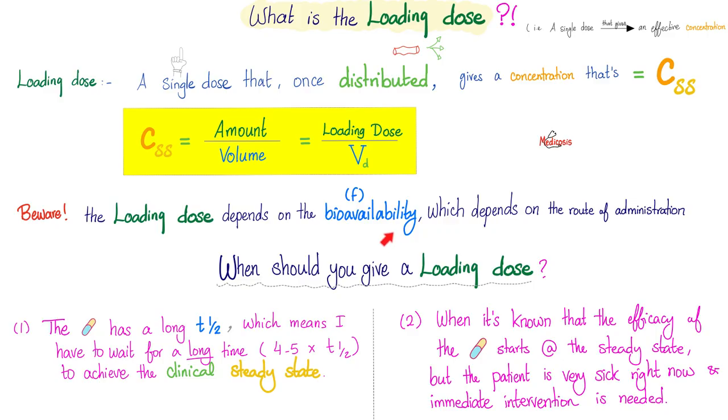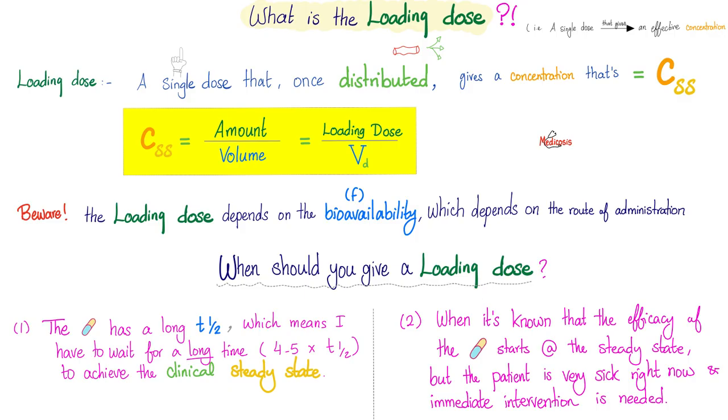If it's an intravenous bolus, you can ignore this because it's just 100%. It's not going to matter. But if it's an oral drug, of course, 30% bioavailability is very different from 70% bioavailability. And don't forget that the bioavailability depends on the route of administration. So the loading dose depends on the bioavailability, which depends on the route of administration.